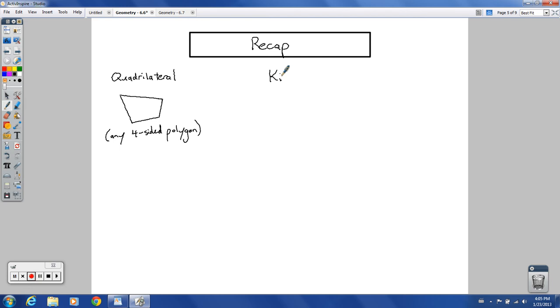What's a kite look like? From our previous lesson we saw that it had two pairs of consecutive congruent sides. So something like these two would be congruent and these two would be congruent.